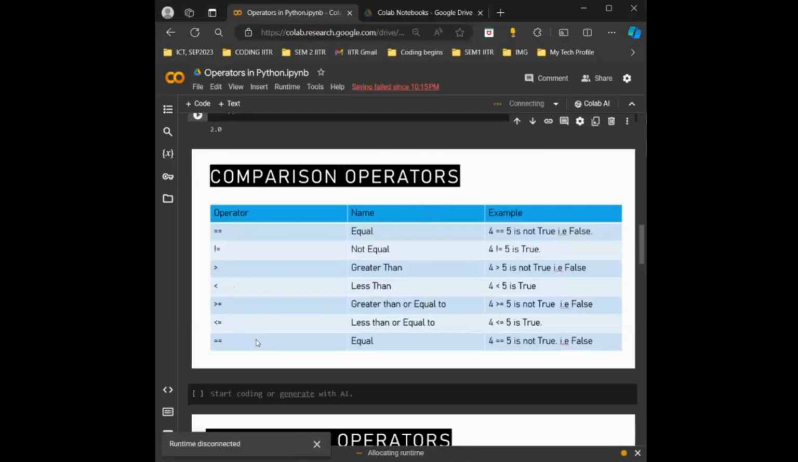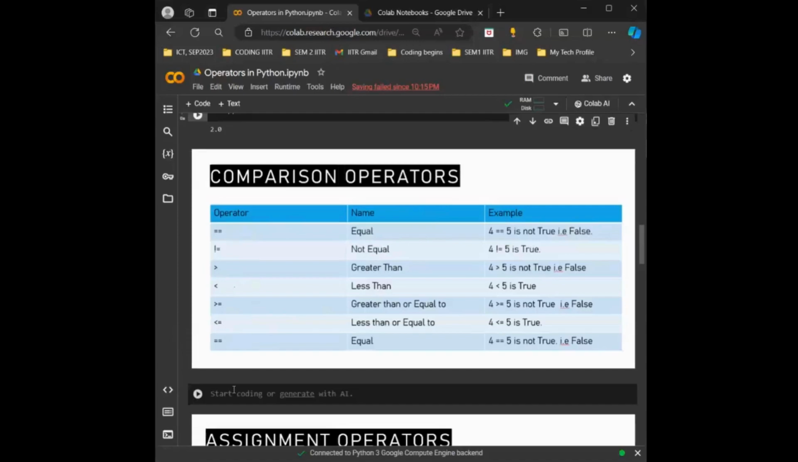Coming to the double equal to sign, which we already discussed. You can observe the difference: the double equal to operator, when used with numbers, results in true if the value on the left hand side is equal to the value on the right hand side. Other than numbers, it can be used on many things, which we'll discuss later in more examples. Presently we are talking about numbers only.